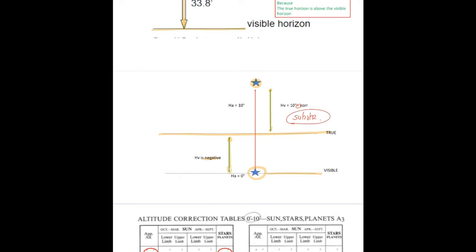If you take a look at the Nautical Almanac, then you will see there that the corrections in some cases will have to be added, in some cases they will have to be subtracted. But that is then relative to whether you do an observation of the upper limb or of the lower limb of the sun.